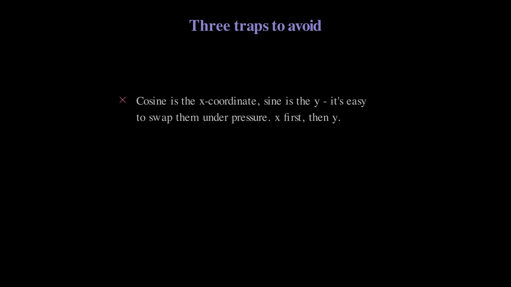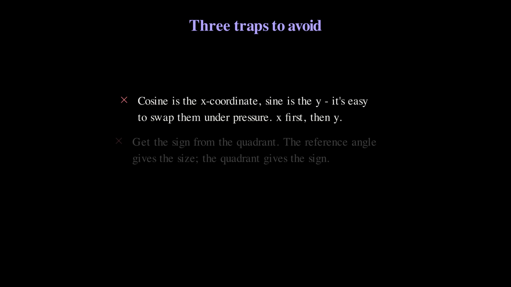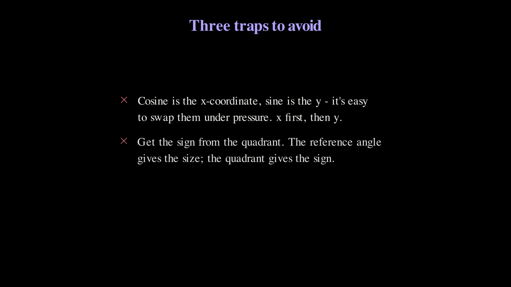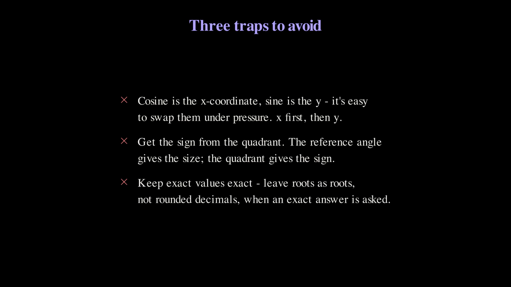3 traps. 1. Don't swap cosine and sine. Cosine is always the x-coordinate, sine the y. Say x first, then y. 2. Get the size from the reference angle, but always get the sign from the quadrant. Forgetting the quadrant sign is the number 1 error here. And 3. When an exact value is asked for, keep it exact. Leave the roots as roots. Don't collapse to a rounded decimal. Master those and the unit circle turns any angle into a quick, exact answer.